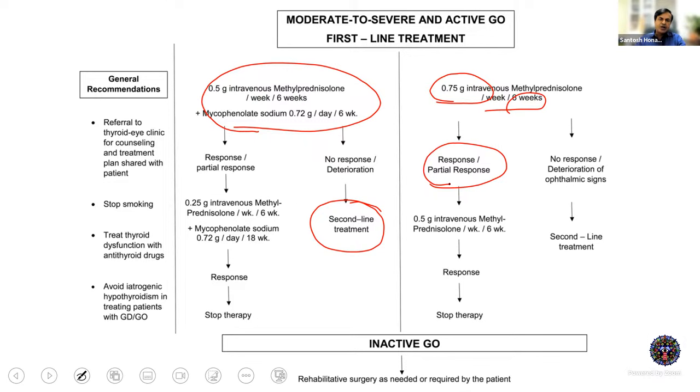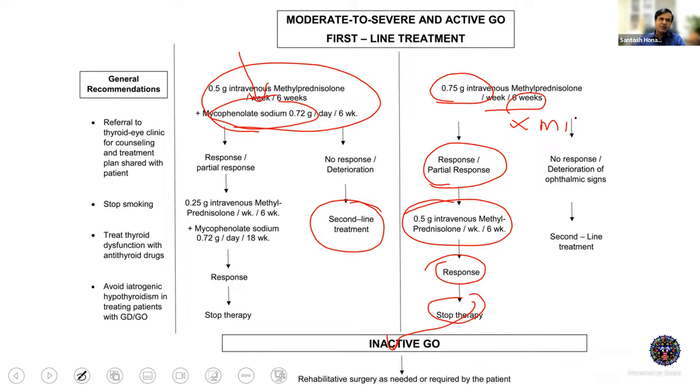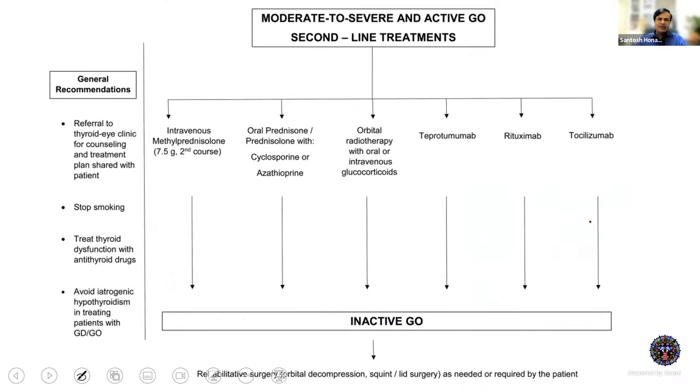If there is partial response, then you continue with 500 milligram of intravenous methylprednisolone for 6 more weeks. Good response, start treatment and go to inactive. The difference is that mycophenolate mofetil is here, and that has reduced the dose of intravenous methylprednisolone. Here, there is no mycophenolate mofetil, so the dose of steroids is slightly higher, 750 and 500, as opposed to 500 and 250 here. And if there is no response or deterioration, then you go on to second line management.